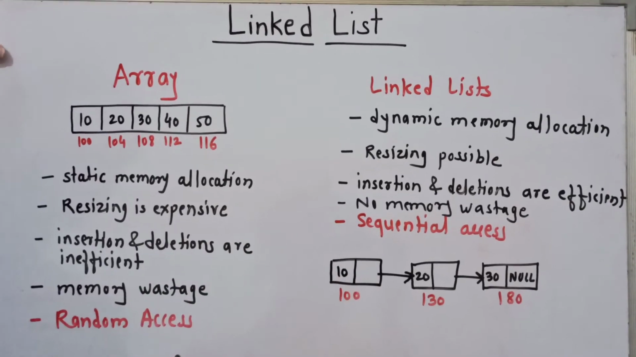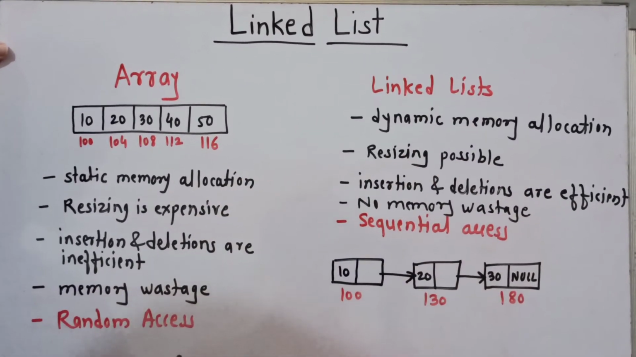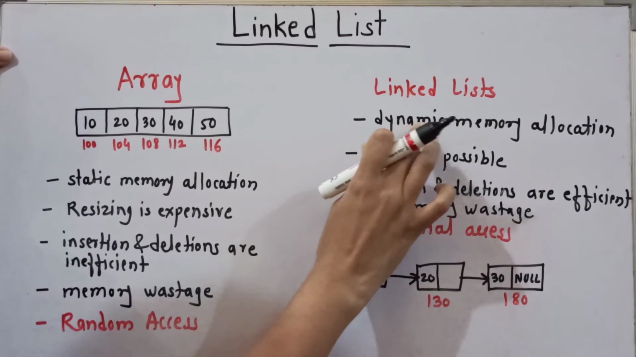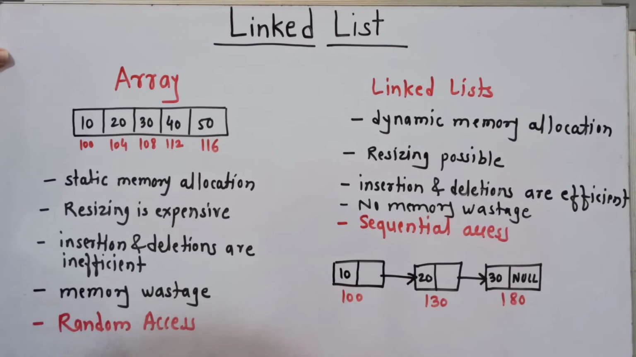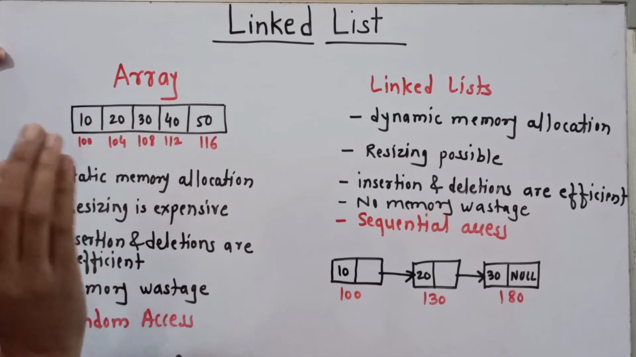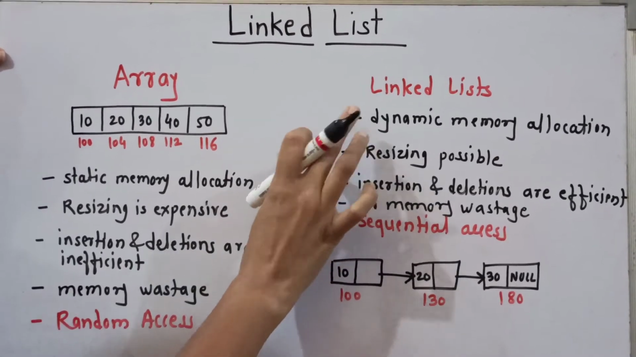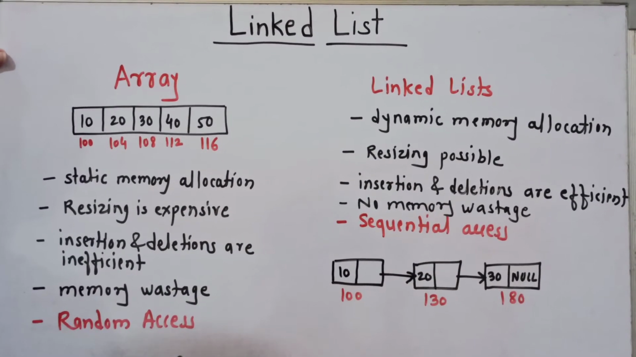Now we will move further to the linked list. So linked list is also a linear data structure, but it is a dynamic memory allocation. Means what here? As per the user's need, we are going to allocate the memory and we are going to deallocate the memory also. That's why it is called a dynamic memory allocation structure.